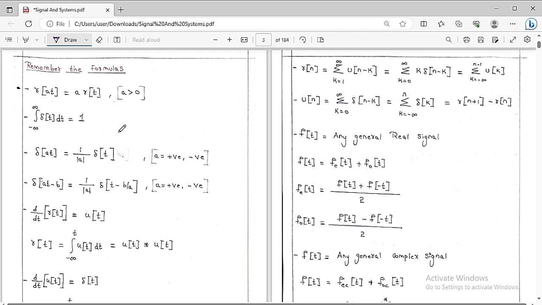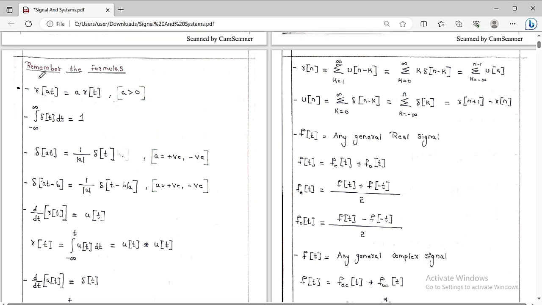Now we are going to discuss another concept. Listen carefully and remember the formulas. These formulas you always have to keep in mind. R of at is equal to a into R of t, where a is greater than 0. Here the signal is a ramp signal. This is going to hold only for a greater than 0.